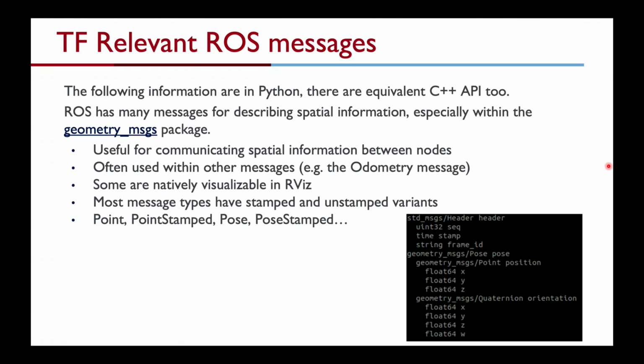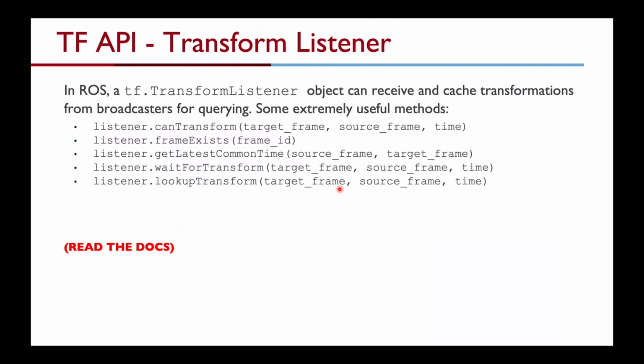ROS has many messages to describe positional information or spatial information. We have seen geometry_msgs Twist. There's another message called geometry_msgs Pose, and geometry_msgs Quaternion. These are the message types to publish these transformations and coordinate frames. They are very useful in communicating because many of the TF packages assume that you are using these standard geometry messages to describe things like points or pose or stamped pose and variants of that. Also, it helps if you use these standard ROS messages because they are natively visualizable in RViz. We'll see an example of that shortly.